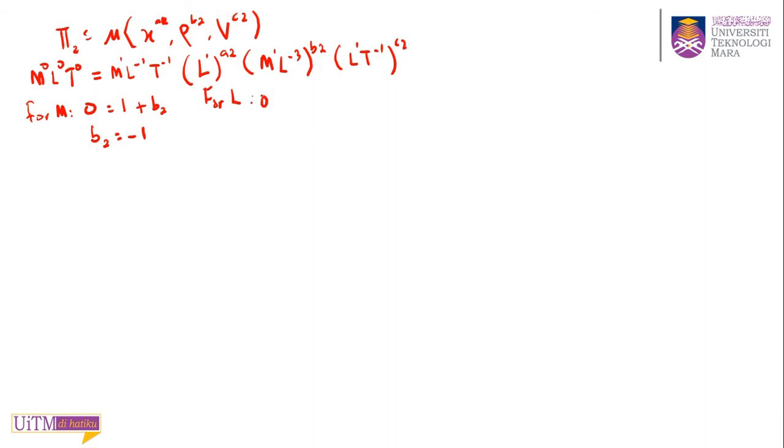Okay, L: 0 equals 1 L here, minus 1, minus 1, and plus there's 1 L in x times a2, so it will be plus a2, and we have another L in rho, so minus 3 times b2, so this is minus 3 b2, and we have 1 L in velocity, 1 times c2, so this will be plus c2.